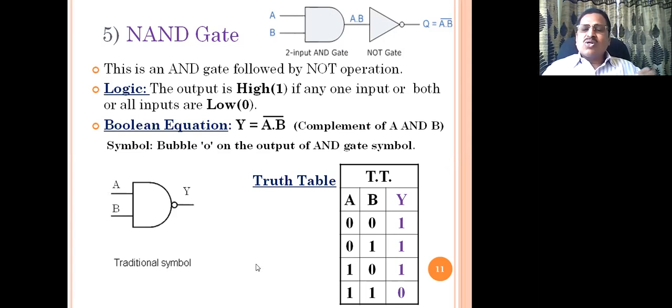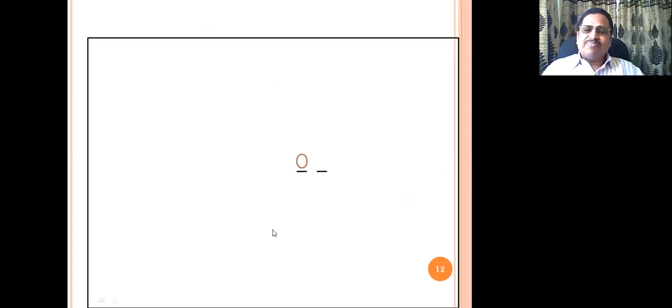You can extend the truth table and symbol for more than 2 inputs. You just add the lines as 3, 4 and so on, A, B, C, D, E and so on, and make the table with one more input. Remember here, only for the last row, when all the inputs are high, that time output is 0. For the rest, either one input or many inputs are at 0, therefore output becomes 1.